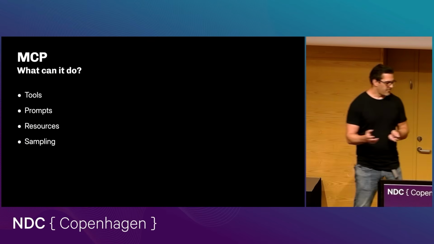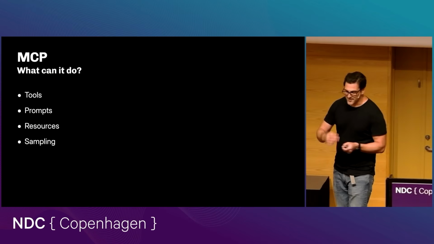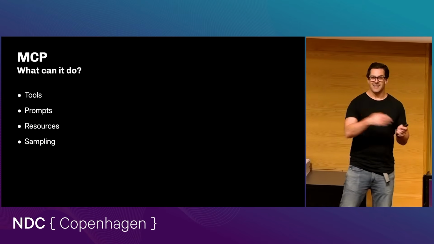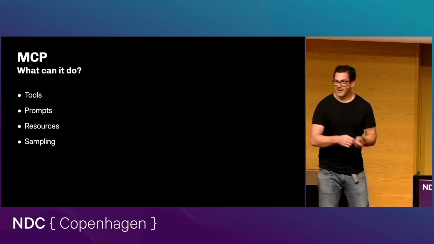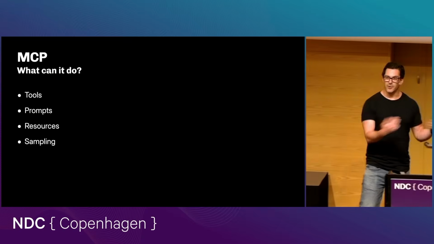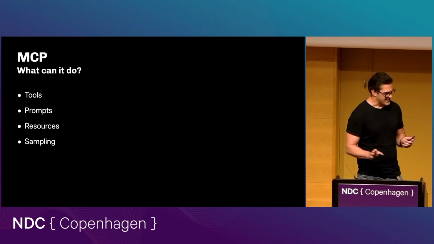And then sampling is another interesting one that I don't think many things actually support. Sampling allows for the MCP server to talk back to the model and say, hey, I need a completion for this prompt here. It's going the other way. The MCP server is then prompting the model to come up with an answer. Haven't seen a lot of that. It's kind of interesting.